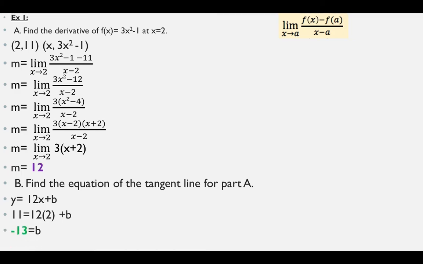Great. When I solve for b, it looks like I get negative 13, so 12 minus 11, yeah. Cool. Here's the equation of the tangent line. There we go. So again, when I'm finding the slope of the tangent line, I am using this definition, but what I'm doing is actually just constructing and then taking the limit of the point that I want.